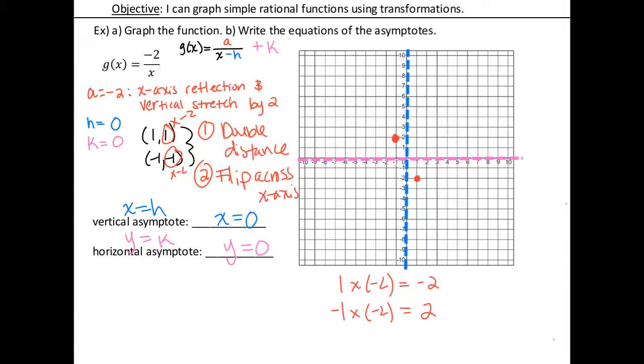Okay? So I'm going to then draw my curve. Remember, you do next to the asymptote. So next to the asymptote, touch the point, and then end next to the other asymptote.